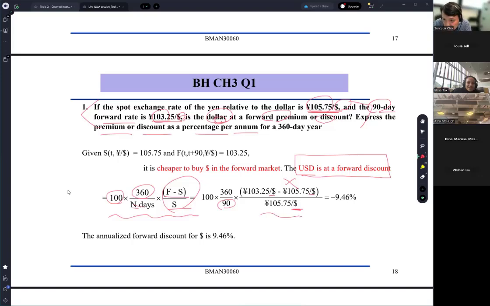Anyway, the computation itself is very simple. So here minus means the currency in the denominator, dollar, is discounted. Dollar minus means discount at forward market by this amount.